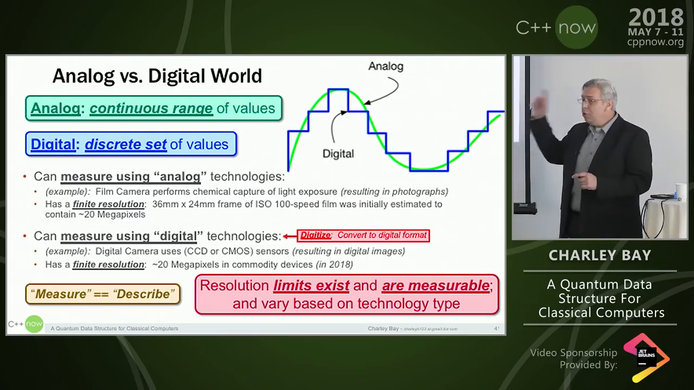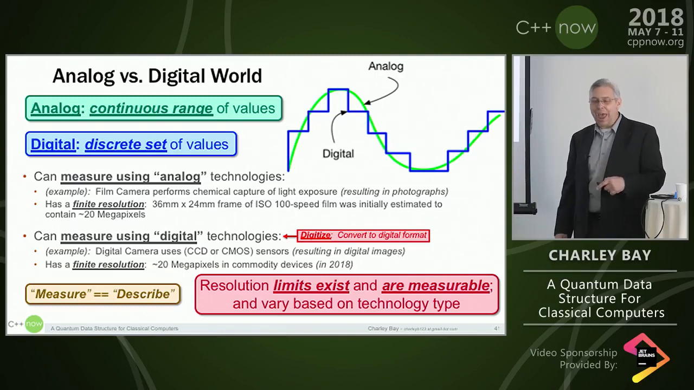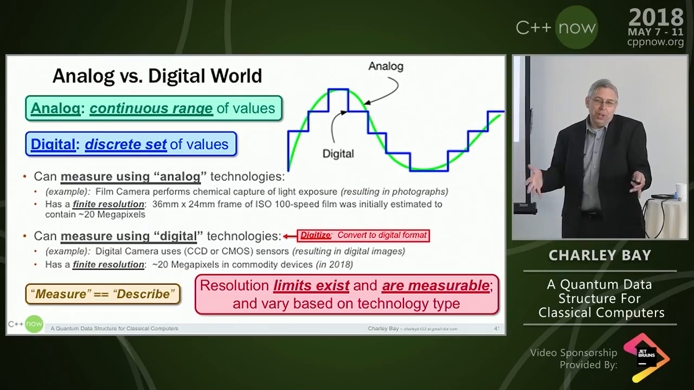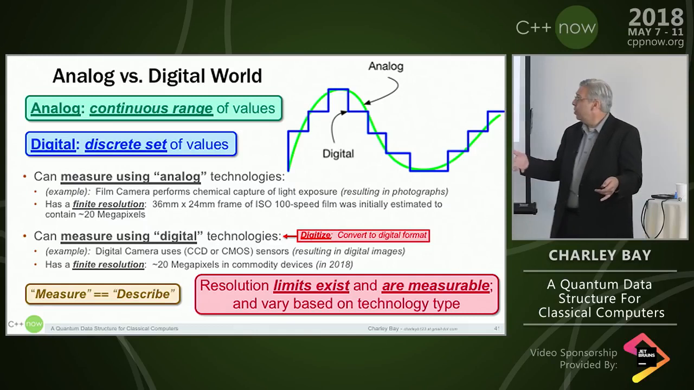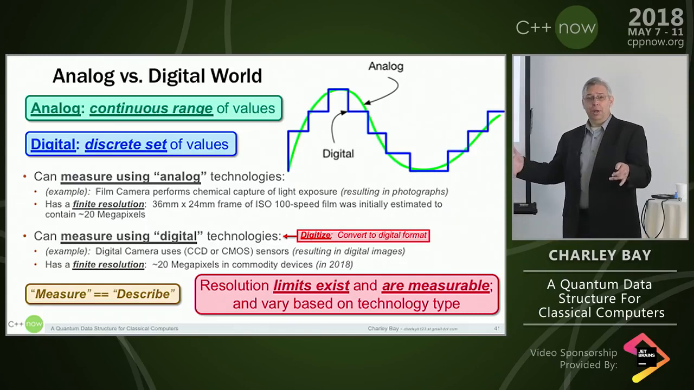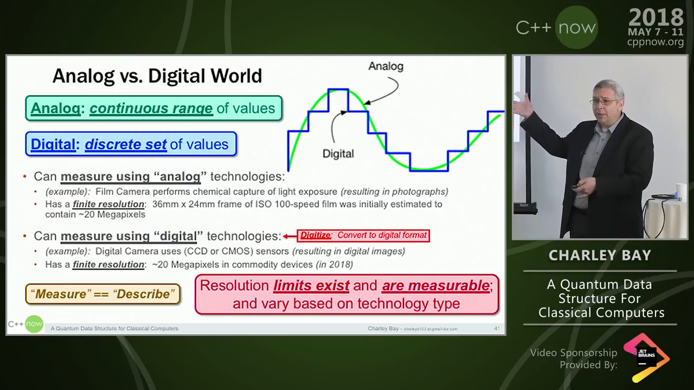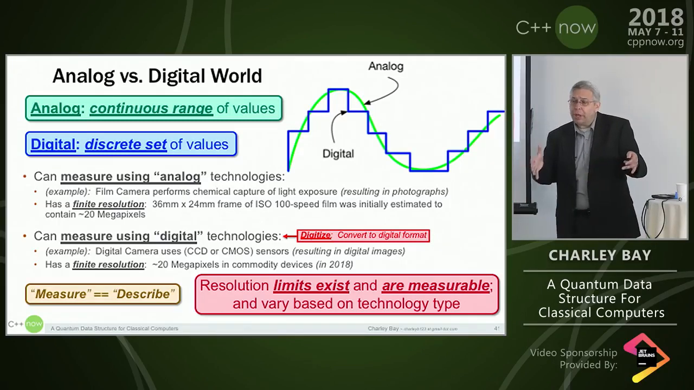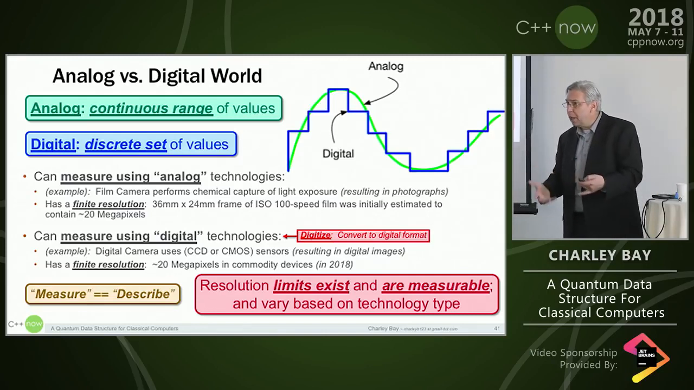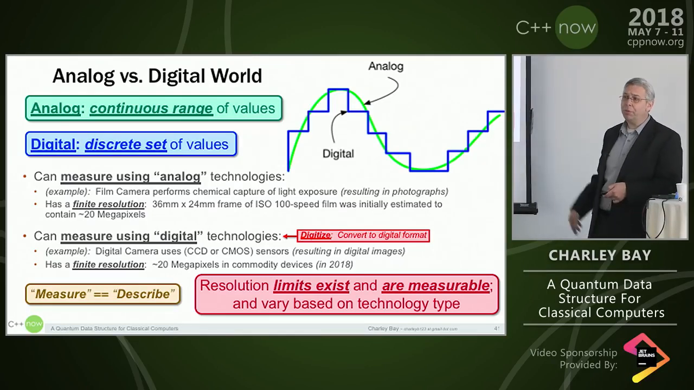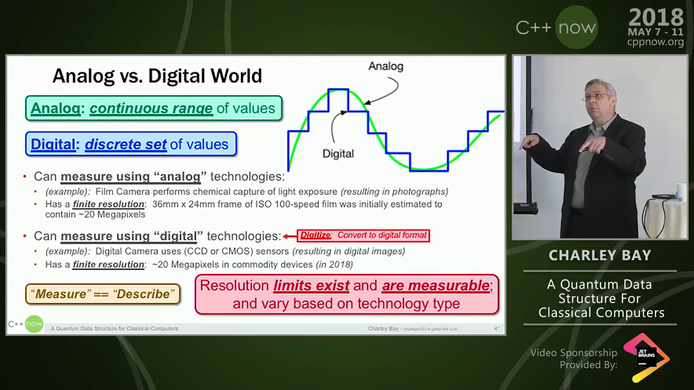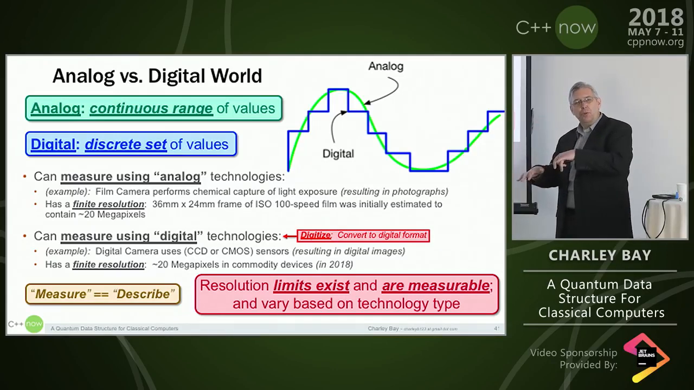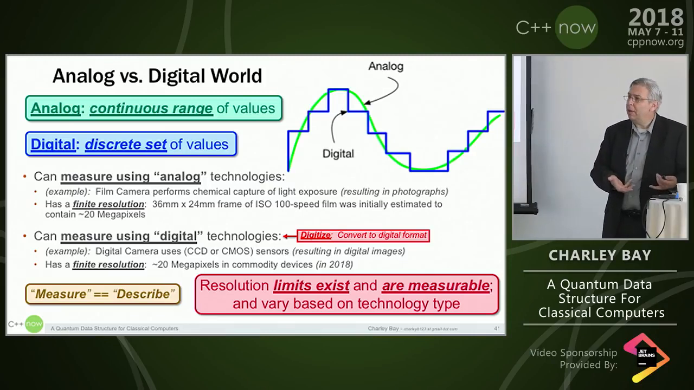So when you measure using analog, we are able to actually measure the resolution. You just need a measurement that's effective, right? If you're doing chemical development of film, there's a resolution, we kind of know what that is. And when you're doing digital capture through a CCD array or something of your image, there's a resolution, we kind of know what that is. The resolutions are on both of them. It's just that chemical developing of film is using what we've historically called analog processes.